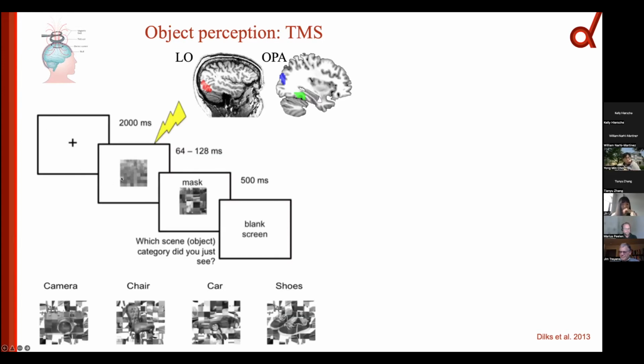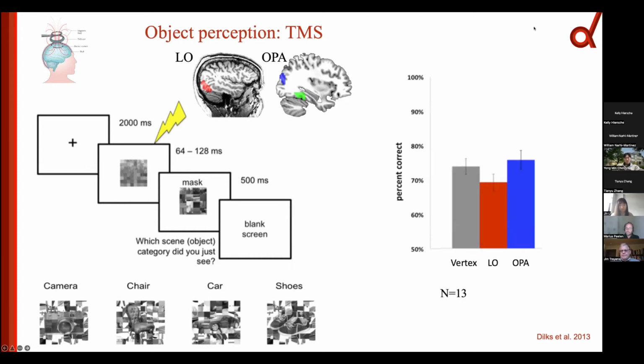Participants were fixating. A stimulus was shown that was this kind of degraded stimulus. In this case, it was one of 4 objects: camera, chair, car, or shoes. It was presented very briefly, followed by a mask, and participants had to perform a 4 alternative forced choice task, indicating which of the objects they had just seen. And during the object presentation, there was a train of TMS pulses over either LO or OPA. They also had a vertex control condition. And what they find is in line with their expectations, that stimulating LO in this object task impaired performance relative to stimulating the scene-selective OPA or the vertex control.